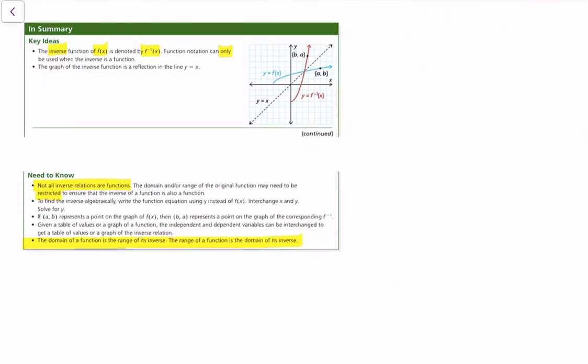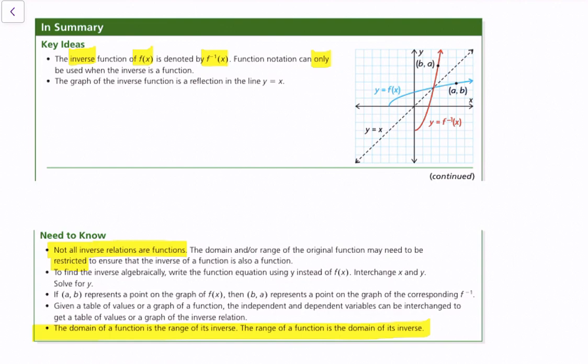So here's a summary. It tells some important things about inverse functions. The inverse function of f of x is denoted by f inverse of x. When we have f to the power of minus 1, it looks like it's to the power of negative 1, but that's the notation for an inverse function. And function notation can only be used for the inverse of a function.